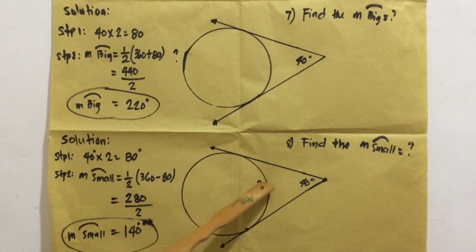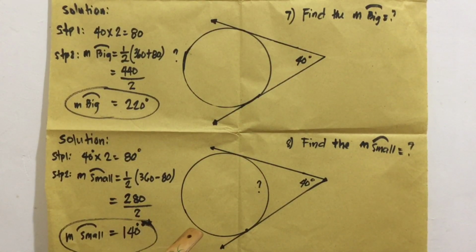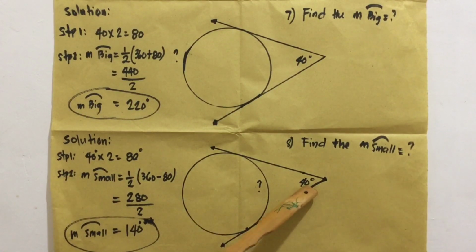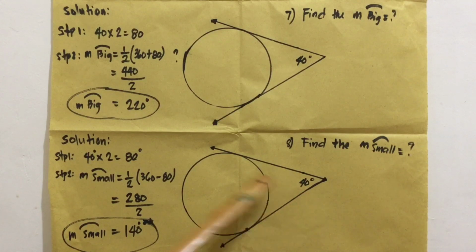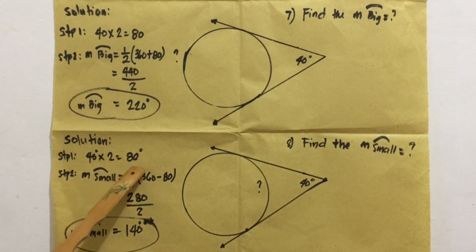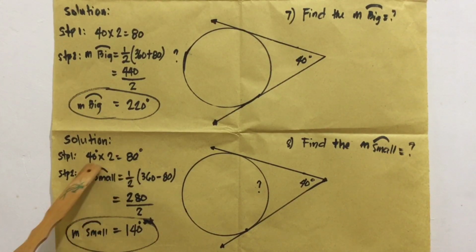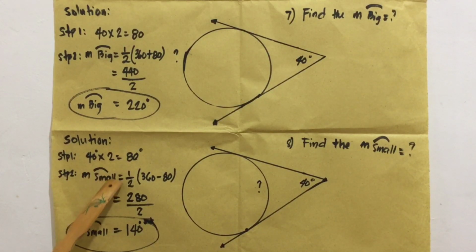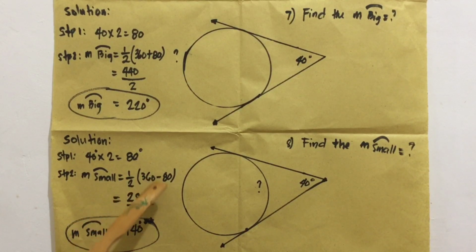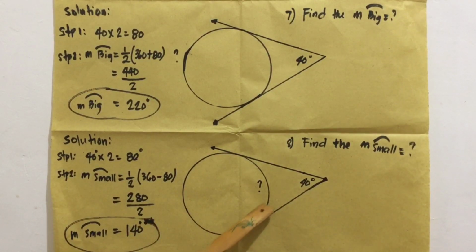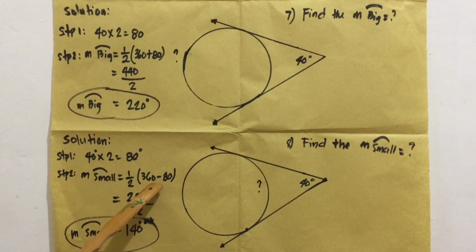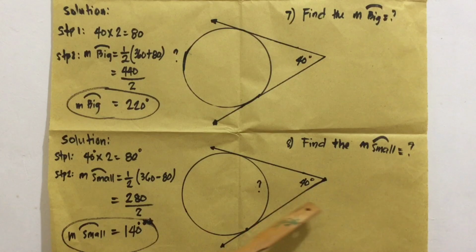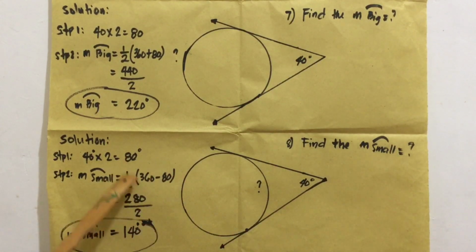To find the small arc, we're going to have 2 steps in our solution. The 40 degrees angle, we're going to times 2. So 40 degrees times 2 equals 80 degrees. Step 2, we will use the formula. Measure of the small arc equals 1/2 of the difference of 360 degrees, which is the circle, minus the product of 40 times 2, which equals 80.